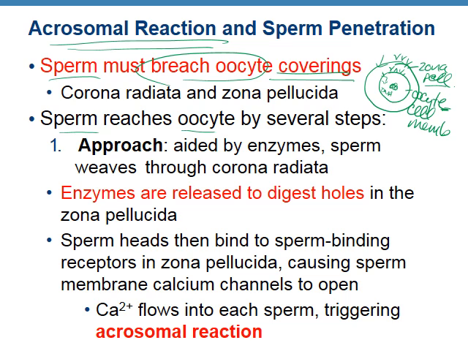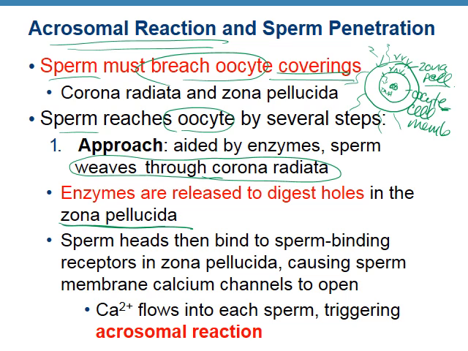So the sperm is going to reach the oocyte. It has to weave its way through the crown of cells, which is the corona radiata. So out here, we also have cells that came with it when it was all ejected from the ovary. So the whole goal is to get the enzymes to be released to digest holes in the zona pellucida. This enzymes digesting holes in the zona pellucida is called the acrosomal reaction.